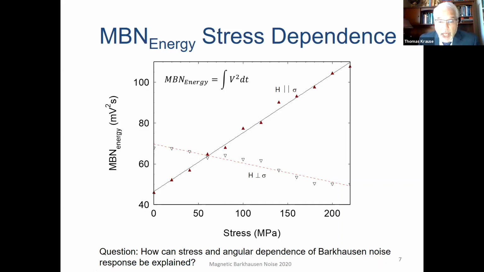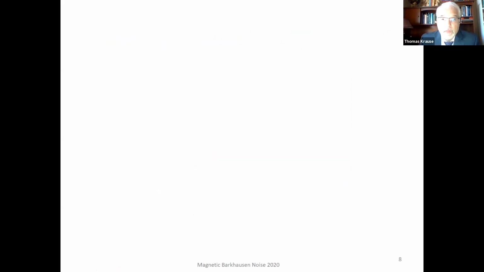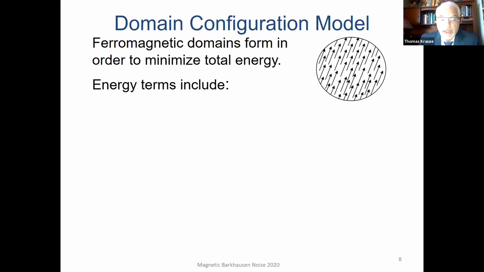But how can stress and angular dependence of Barkhausen noise response be explained? Well, to do that, we need to look at basic domain configurations. Ferromagnetic materials consist of domains where spin moments are all aligned in the same direction within a domain.